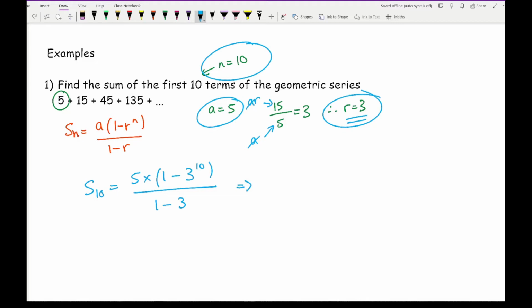So here if I just simply type it into my calculator, I've got 5 times 1 minus 3 to the power of 10, over 1 minus 3, and that gives me an answer of 147,620, and there is my final answer.